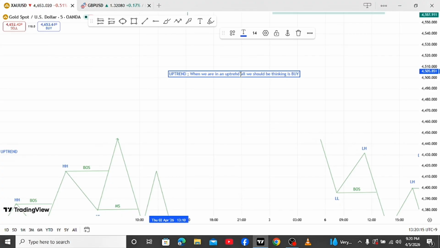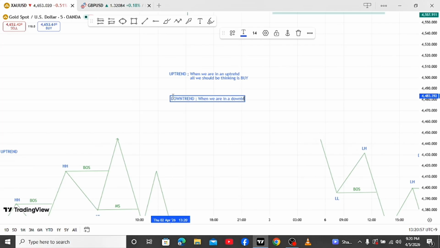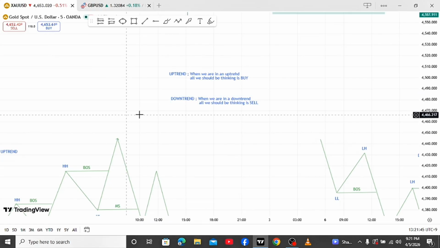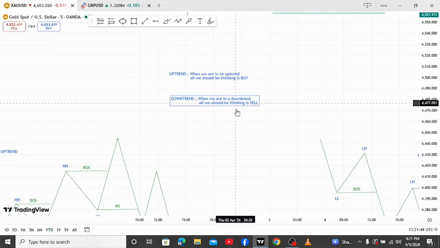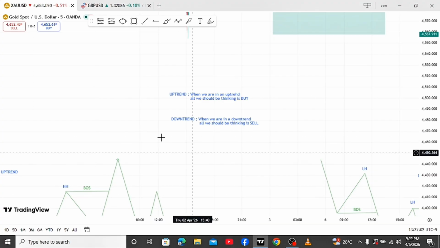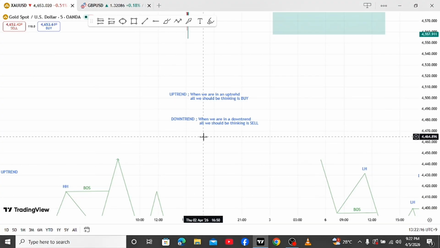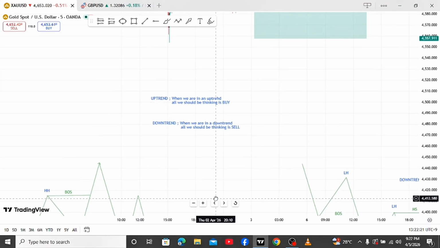When we're in an uptrend, all we should be thinking is buy. When we're in a downtrend, all we should be thinking is sell. So this should stick in your memory. This is what you should always know. When we're in an uptrend, all you should be thinking is buy, and when we're in a downtrend, all you should be thinking is sell.